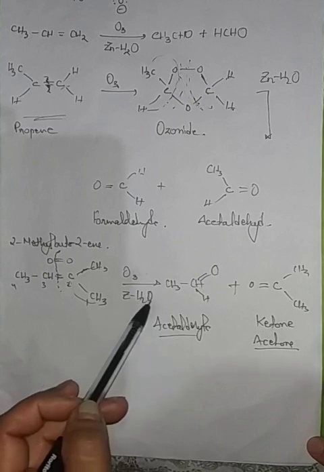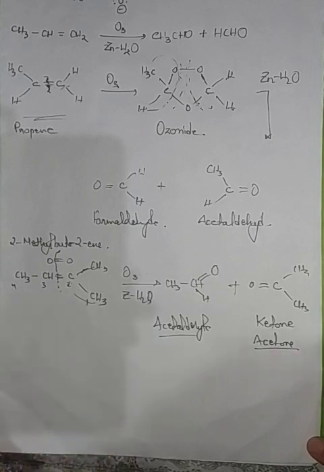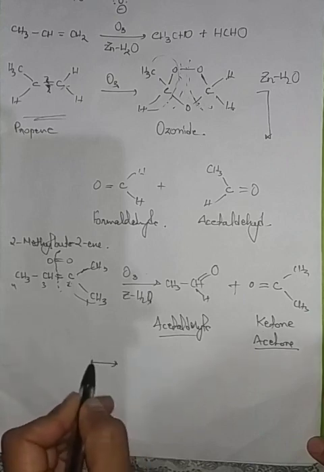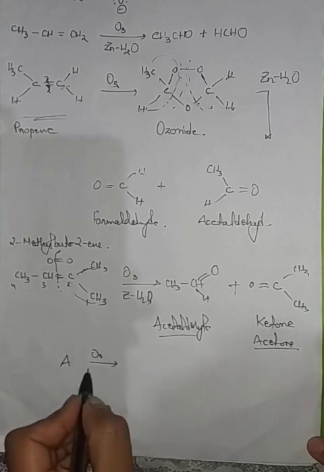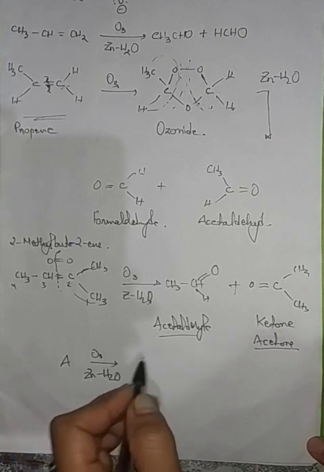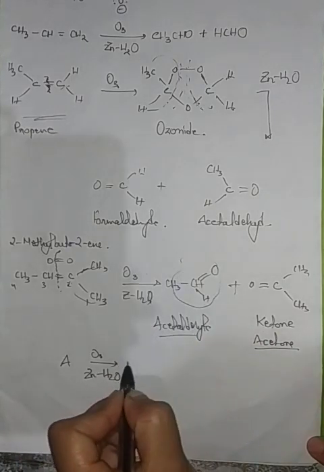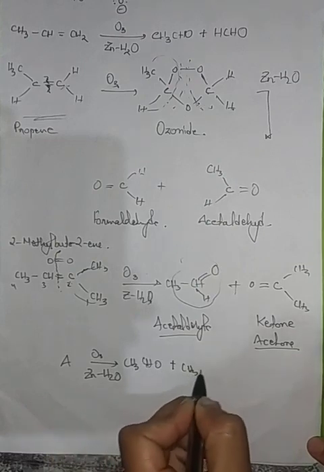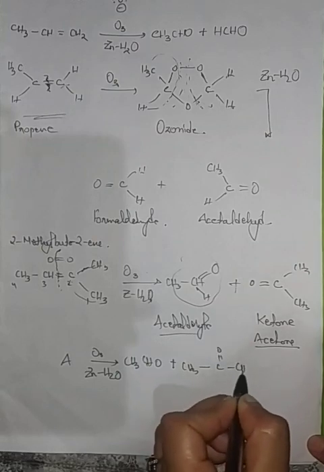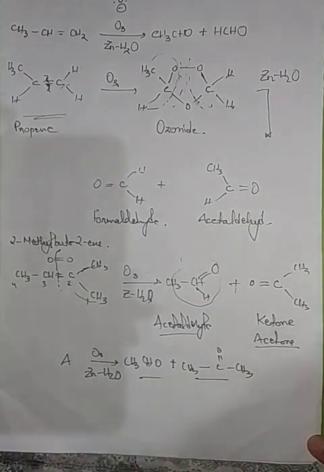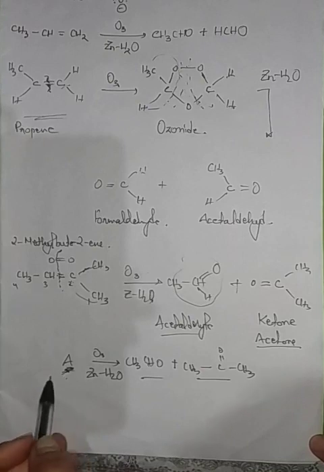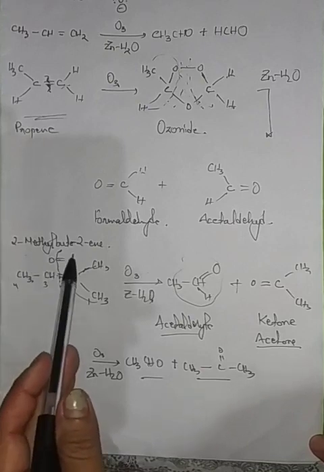when 2-methyl-butene undergoes the ozonolysis reaction. Therefore, in the exam, the question may be: O3, then Zn, H2O, and then they would give the product here, CH3, CHO, along with CH3, C double bond O, CH3. This is our acetone, this is acetaldehyde. What is the starting reagent? That is A. Therefore, we know that our starting reagent would be 2-methyl-butene.